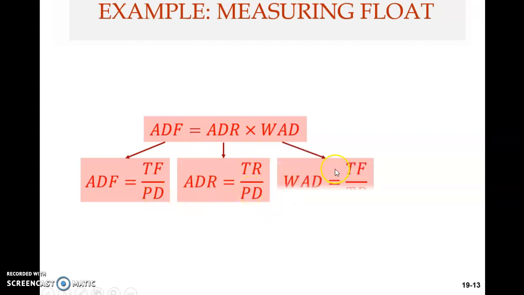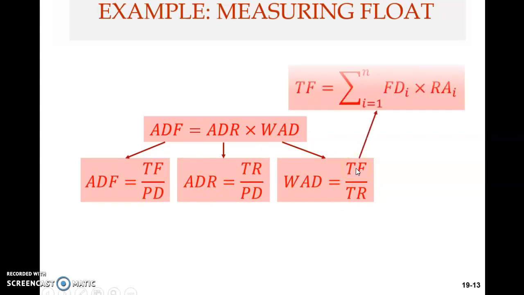Now WAD, or weighted average delay, is total float divided by total receipts. Note this, and these two are total receipt. We know these. PD is common here, and total float is common here. Now total float is this. We have seen that total float is determined by two factors. One is the time delay, the float delay. This is the dimension of time, and this is the dimension of amount, the receipt amount. How large is the payment, or how large is the receipt? This will determine the total float.